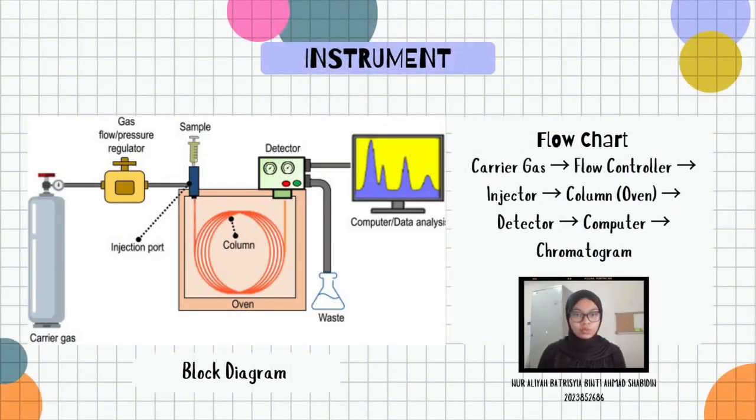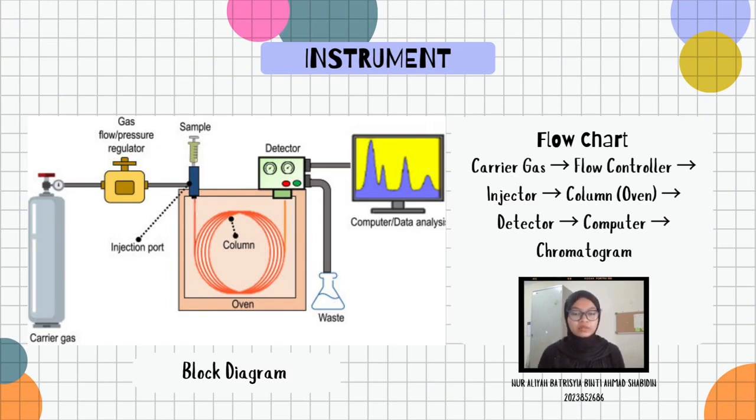This slide shows the block diagram of a gas chromatograph which explains the flow of the system from start to finish. First, the process begins with the carrier gas. The carrier gas enters the system and flows into the flow controller, where the gas flow is regulated before moving forward. Next, the carrier gas passes into the injector. At this point, the sample is introduced into the system and joins the carrier gas stream. After injection, the sample is carried into the column, which is placed inside the oven.